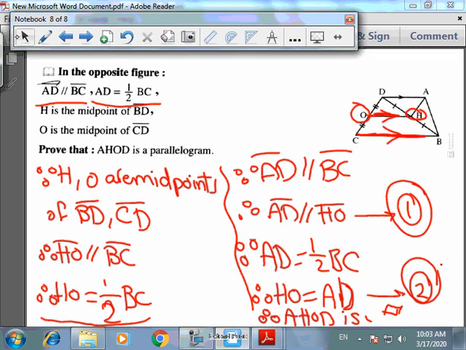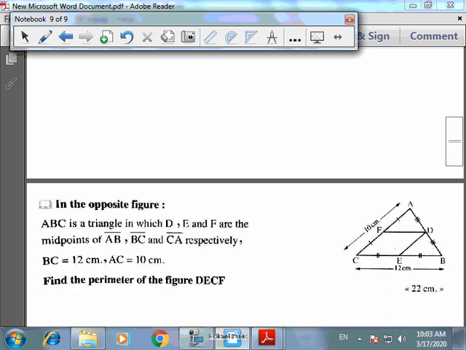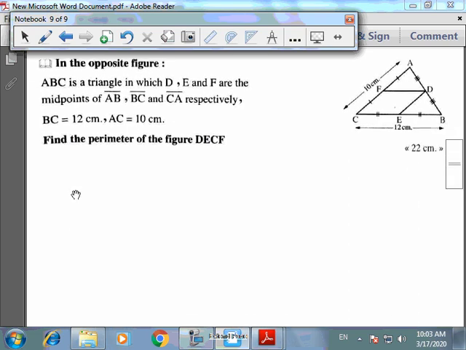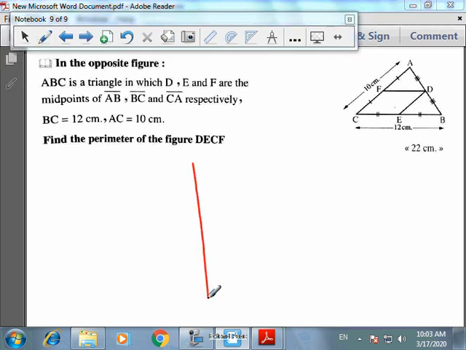Okay, let's go to the next one. Please try to solve it before completing this video. Try to pause it and try to solve it by yourself and then continue the video. ABC is a triangle in which D, E, and F are midpoints. D, E, and F are midpoints, okay? BC equals 12, AC equals 10. Find the perimeter of the figure DECF. I want the perimeter of this part.